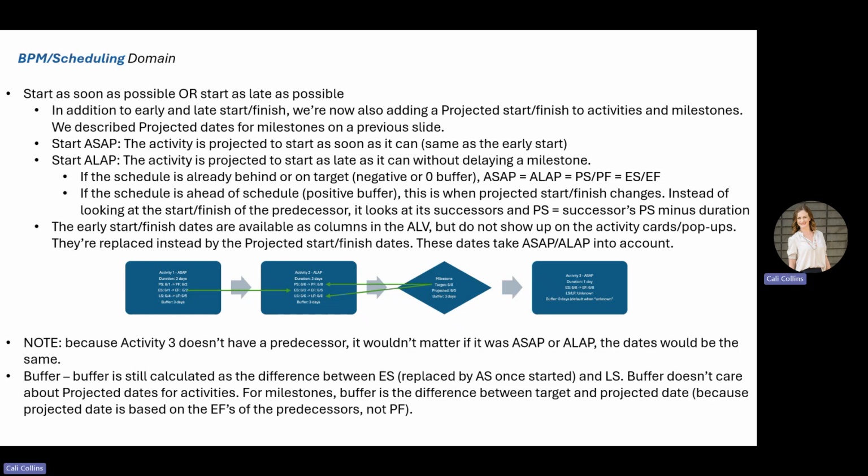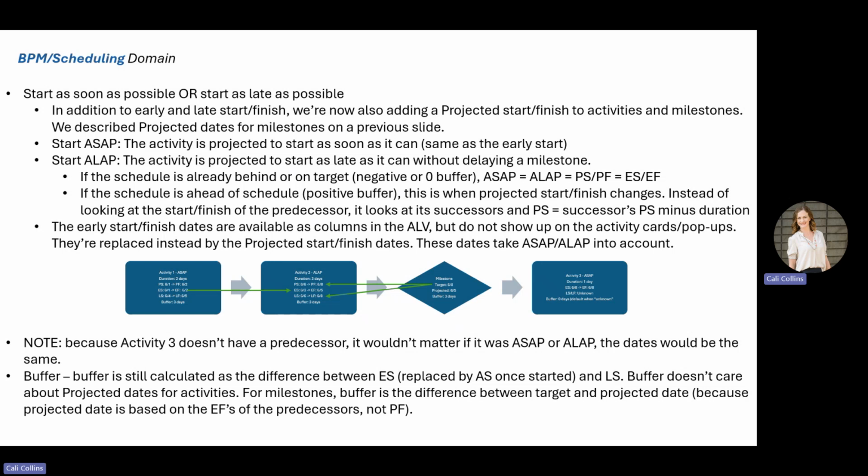So if the schedule is already behind, you have a negative buffer because you were supposed to start that activity in the past. You're already running late and probably not going to meet your milestone target date unless you make some changes. Or if you are directly on target to meet that milestone date, so your buffer is at 0, it doesn't matter whether you're as soon as possible or as late as possible. Your projected start and finish date will be the same as your early start and finish date.